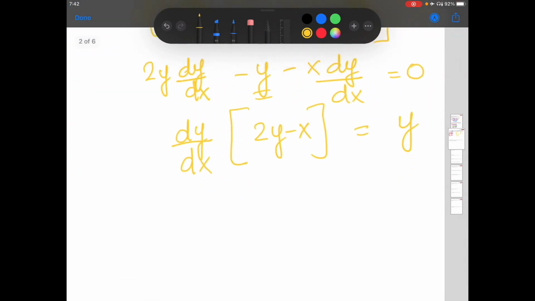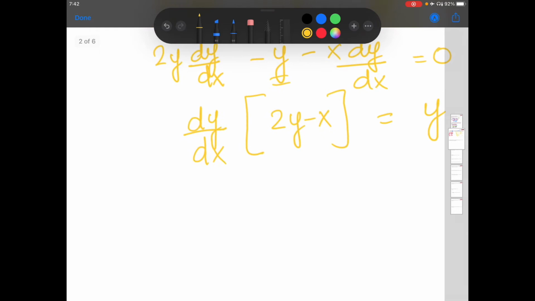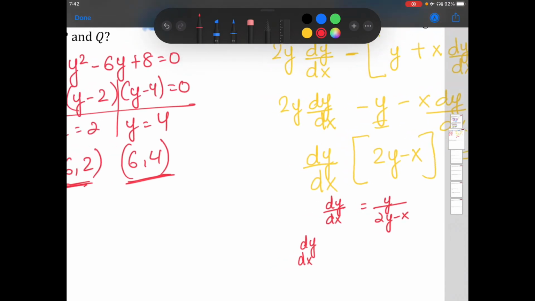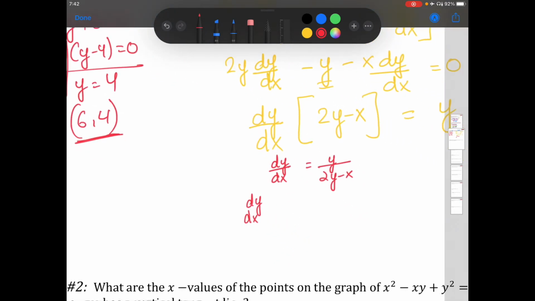So I get what? My derivative is y over 2y minus x. So that's just the formula of the derivative. I want to find it at the 2 points. So what are my 2 points? My first point is 6 comma 2, I think. Yep, 6 comma 2. So dy over dx at 6 comma 2.